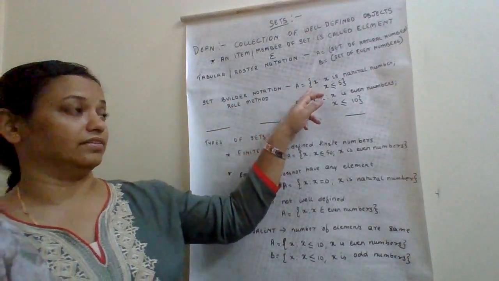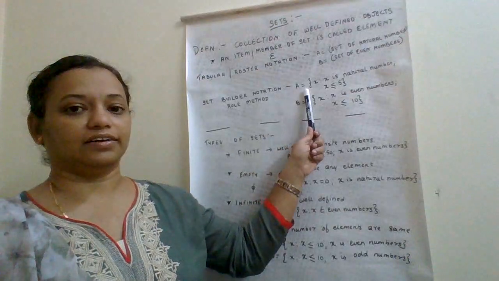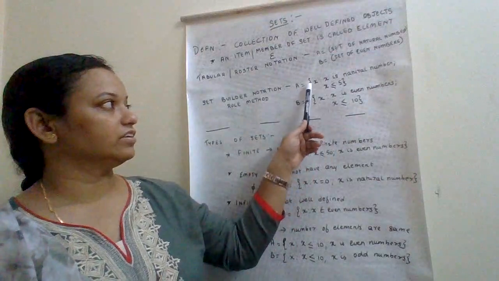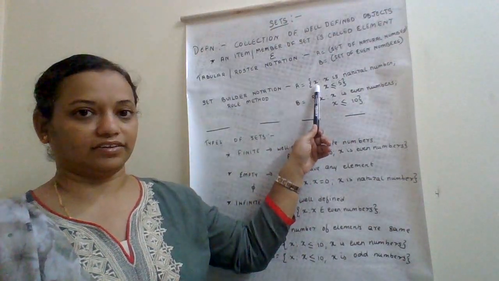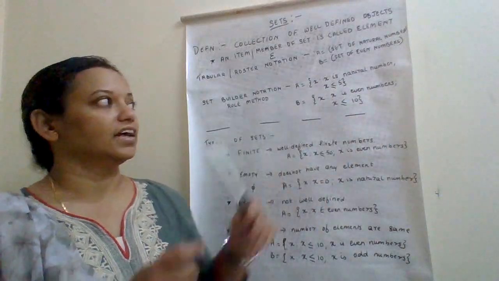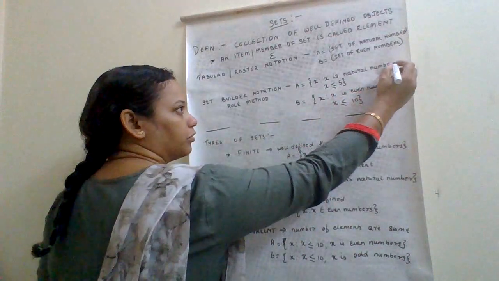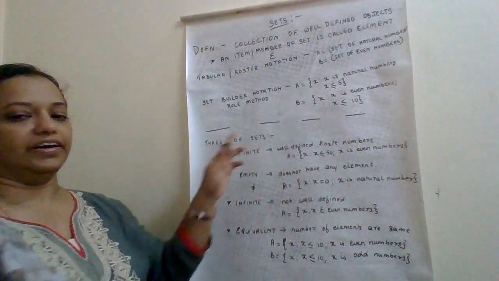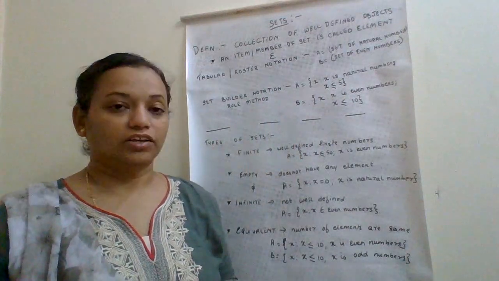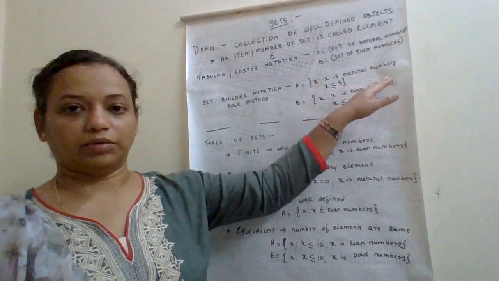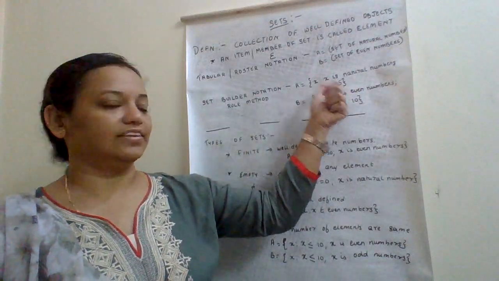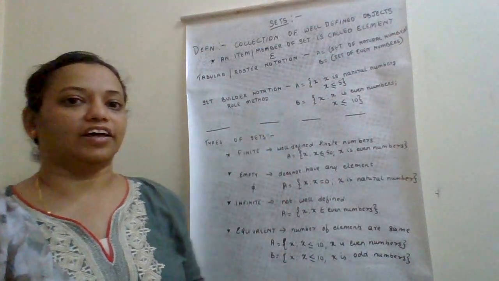It's represented like this: A = {x : x ∈ N, x ≤ 5}. It says x is an element of a set, represented as x. And what is x? x is natural numbers, not number, it is plural, wherein x is less than or equal to 5. So A is represented as a set of x, where x are natural numbers and x is less than or equal to 5.